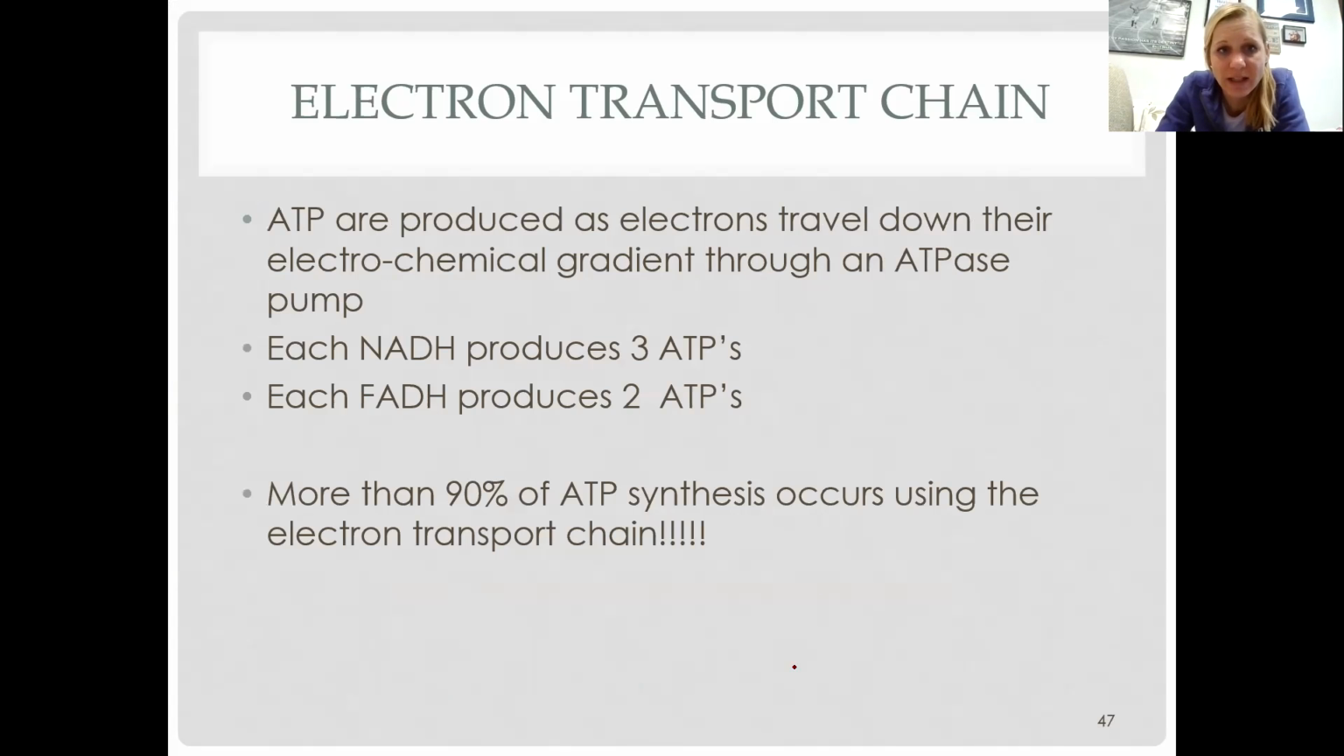How much energy do we get? Like I said, a huge amount comes from this particular pathway. Each NADH will produce 3 ATPs, each FADH will produce 2.